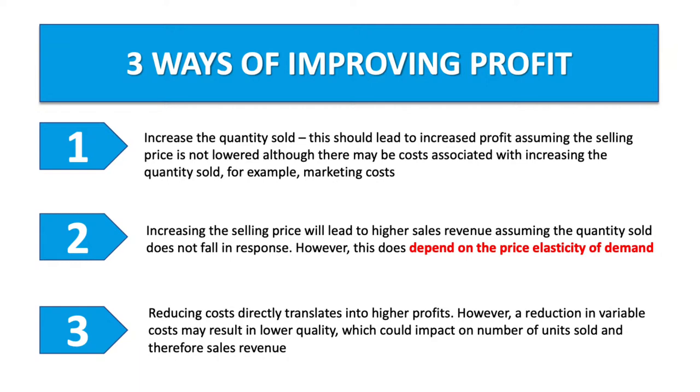Point number three, reducing costs directly translates into higher profits. But again, be aware that a reduction in variable costs may result in lower quality. Okay, the business might take shortcuts, they might use cheaper suppliers, and that could have an impact on the number of units sold and subsequently sales revenue.